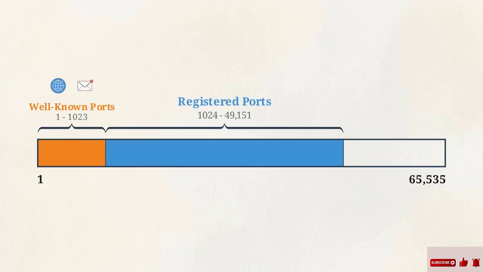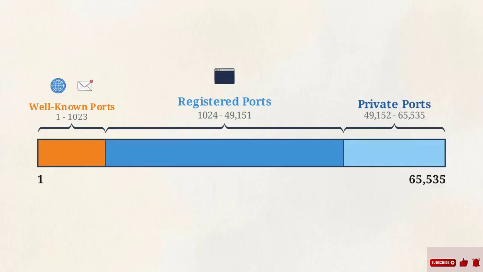The second tier covers registered ports, from 1024 to 49,151. Organizations utilize this block to lock in explicit routing for proprietary applications. The final tier contains private ports, spanning from 49,152 to 65,535. A client operating system dynamically generates these on the fly to act as temporary return addresses.